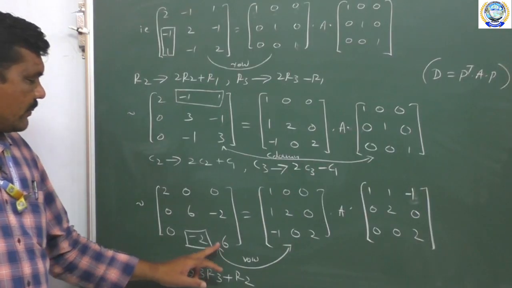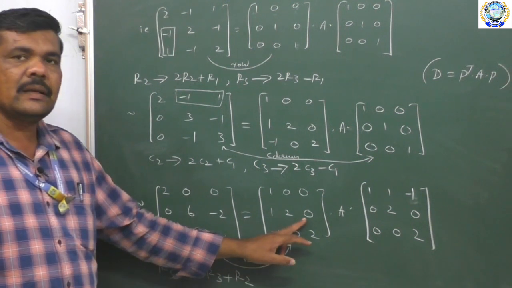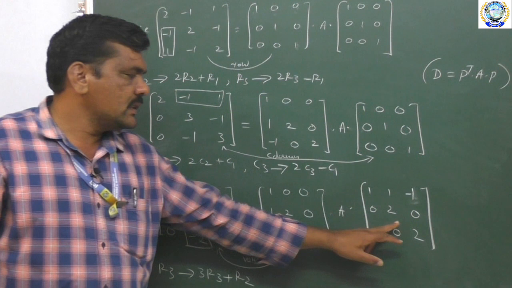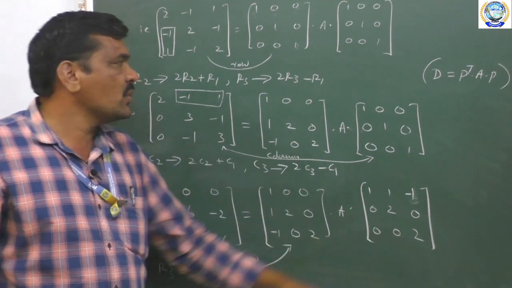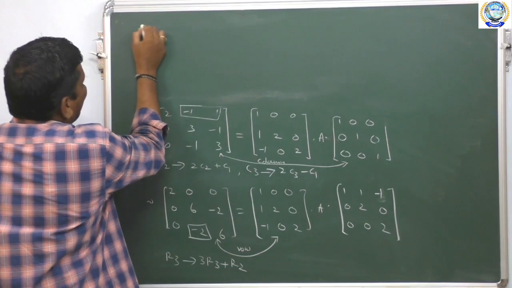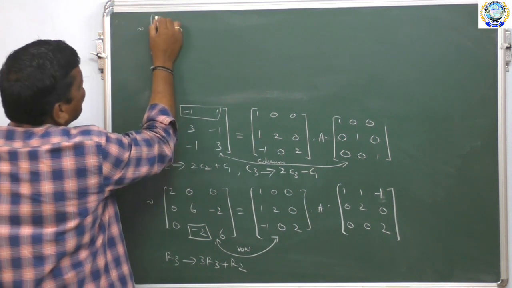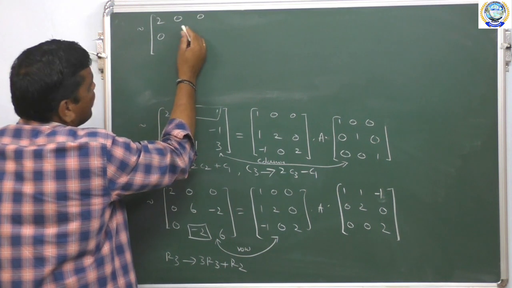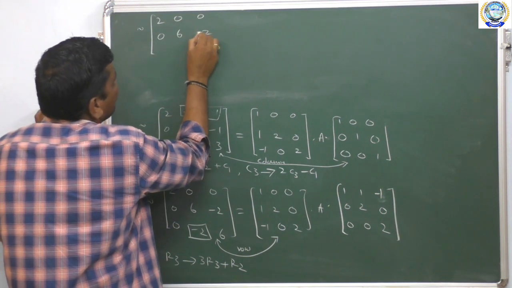This row operation will be applied to this LHS matrix and this left identity matrix. This is the left identity, or prefactor. This is the right identity matrix, or post factor identity matrix. So it is equivalent to: first two rows are as usual, 2 0 0, 0 6 minus 2.